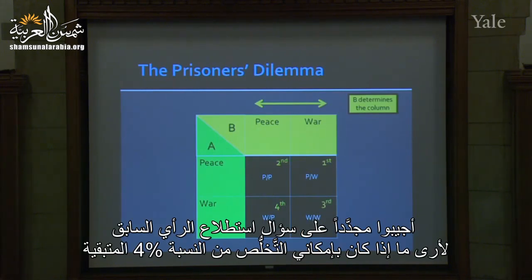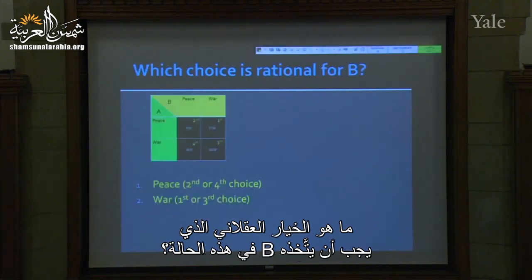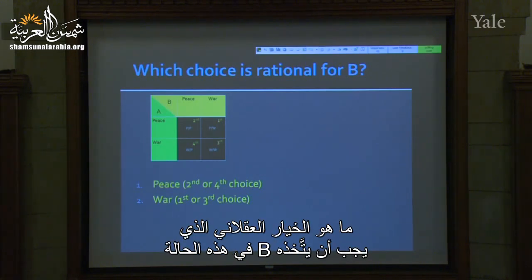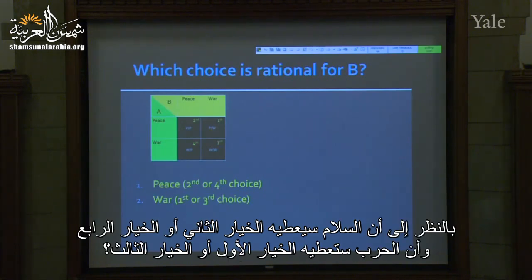So just to check again, and let's see if I can get rid of that residual 4%, let's try again. What is the rational choice for B to make in this situation? If you do a good job on this, we'll go to the real money ones. What is the rational choice for B to make in this situation, given that peace will give him his second or fourth choice, and war will give him his first or third?